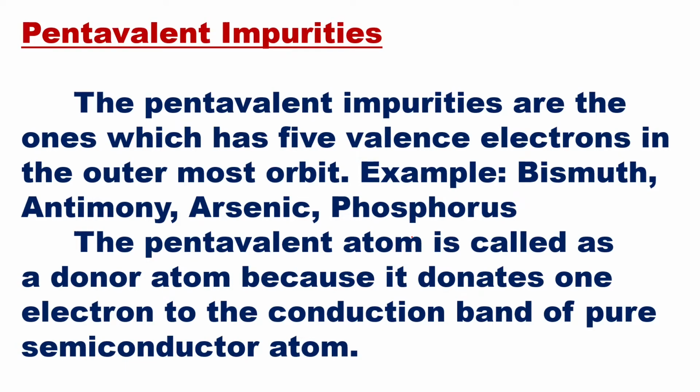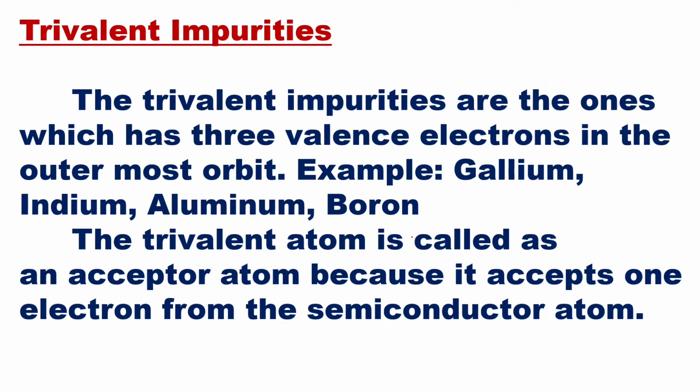So, pentavalent impurities. The pentavalent impurities are the ones which have 5 valence electrons, as I've told you, in the outermost orbit. Examples of this will be bismuth, antimony, arsenic, phosphorus. The pentavalent atom is called a donor atom. Now remember this, it is called a donor atom because it donates one electron to the conduction band of the pure semiconductor atom. What is happening, we can see in a figure which I'll show you afterwards. Then we'll see what trivalent impurities are.